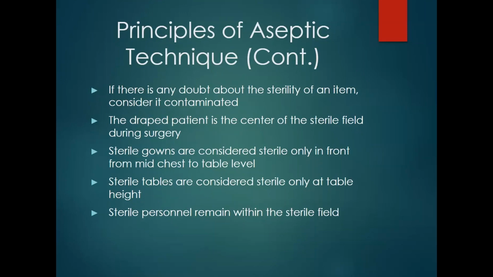The draped patient is the center of the sterile field during surgery. Equipment that's not draped must remain outside the sterile field. So remember those 12 inches, that 1 foot, that's allowed between sterile and non-sterile surfaces. So we need to make sure that we maintain that distance. The surgical techs will bring in their back table, their Mayo stand, any other draped furniture to surround the patient so that we can make that patient the center of the sterile field.